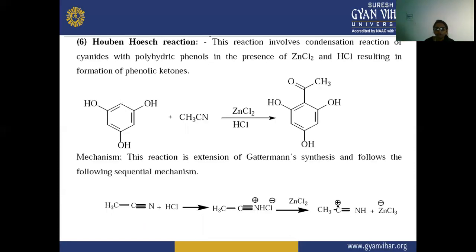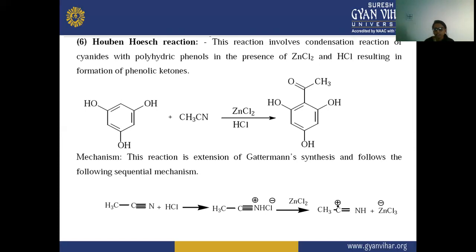Next is your Houben-Hoesch reaction. This reaction involves condensation of cyanide with a polyhydric phenol in the presence of zinc chloride and HCl, resulting in the formation of a phenolic ketone. You can see this is a trihydric phenol, and this polyhydric phenol is reacting with methyl cyanide, and in the presence of zinc chloride and HCl, there is a formation of this phenolic ketone. So this phenolic ketone is formed here.